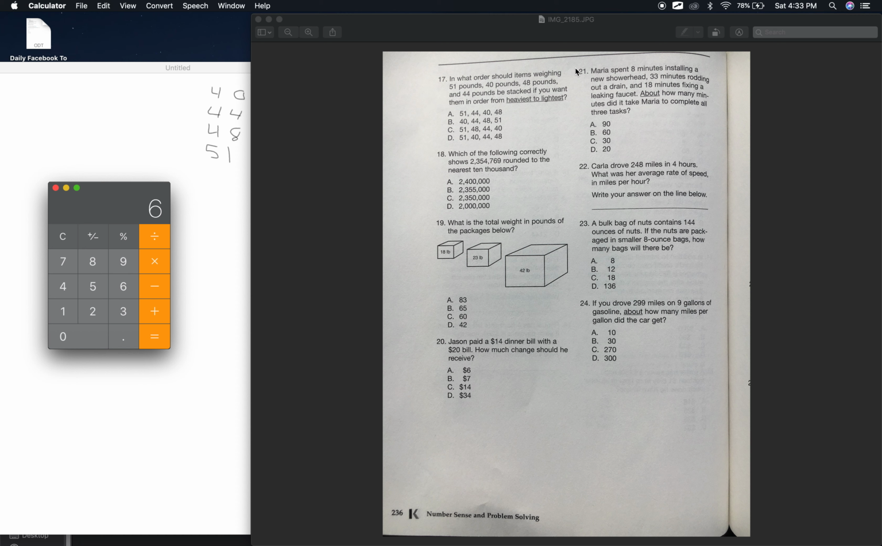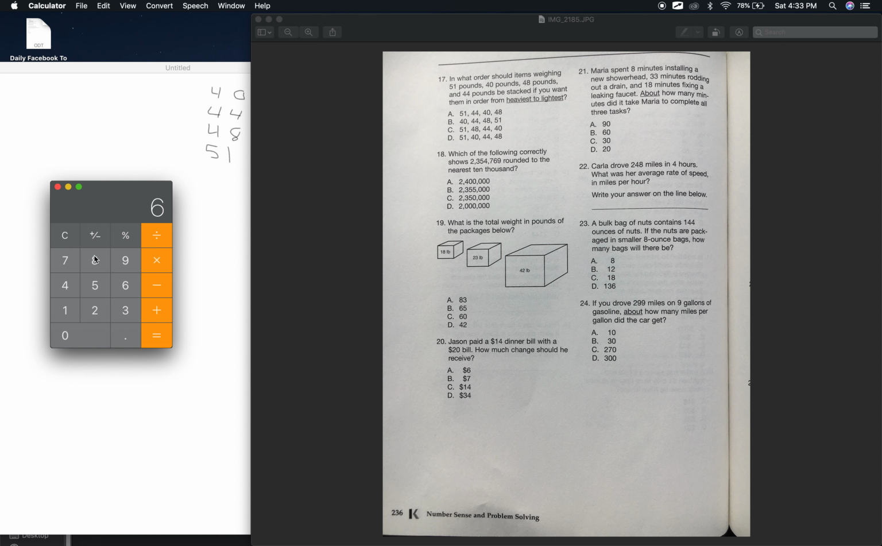Now 21 here. Maria spent 8 minutes installing a new shower head, 33 minutes rotting out a drain, and 18 minutes fixing a leaking faucet. About how many minutes did it take Maria to complete all 3 tasks? This word "about" here indicates that they want us to round the number. So let's go to our trusty calculator over here.